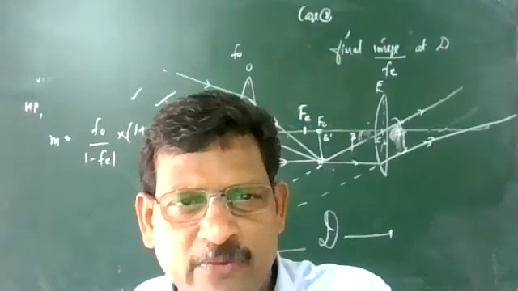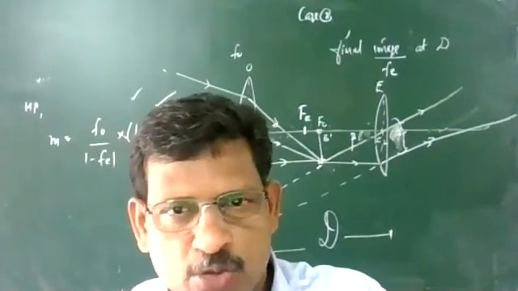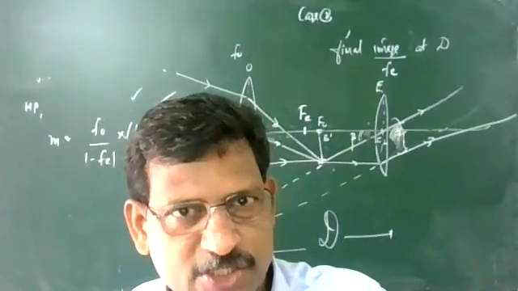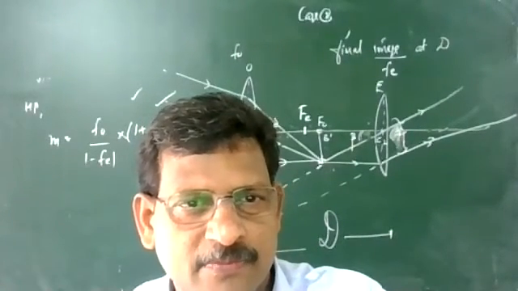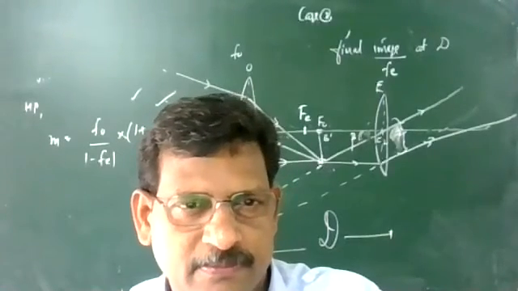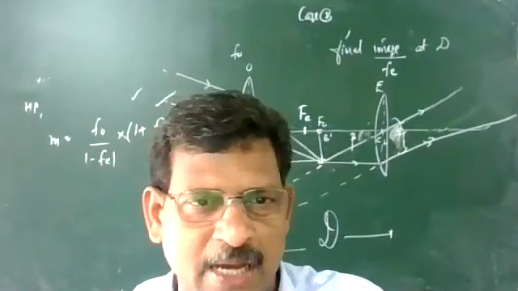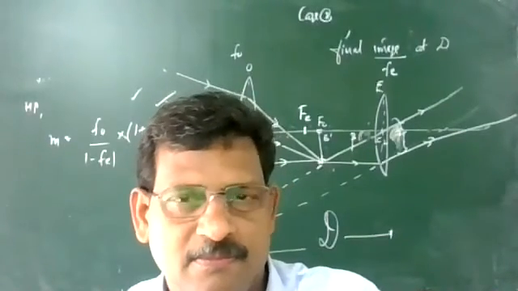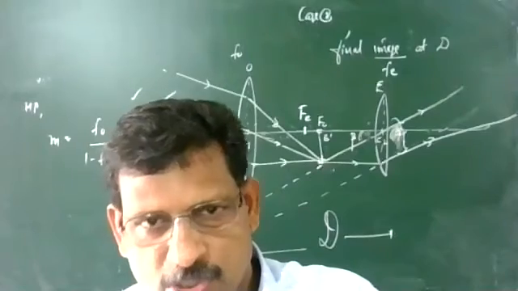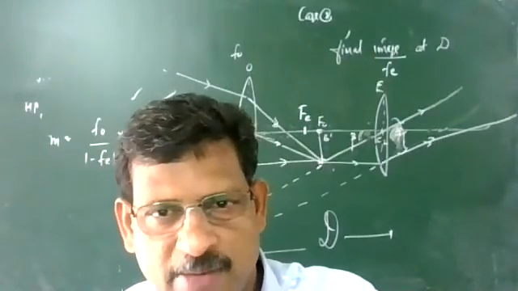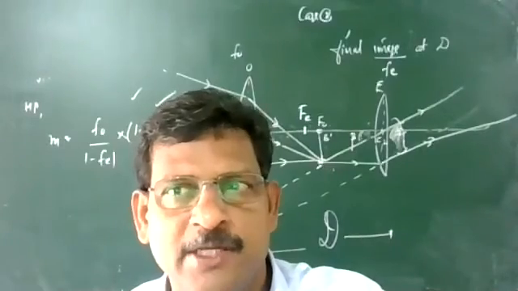So what are the disadvantages of the refracting type telescope? We are using lenses. Refraction is taking place, so there may be some color changes in the image. That is called chromatic aberration. This is because of refraction through the lens; there may be some change in the color of the image. So there will be chromatic aberration.